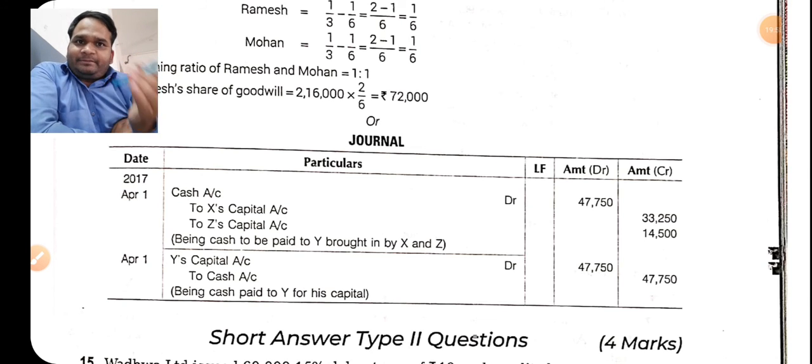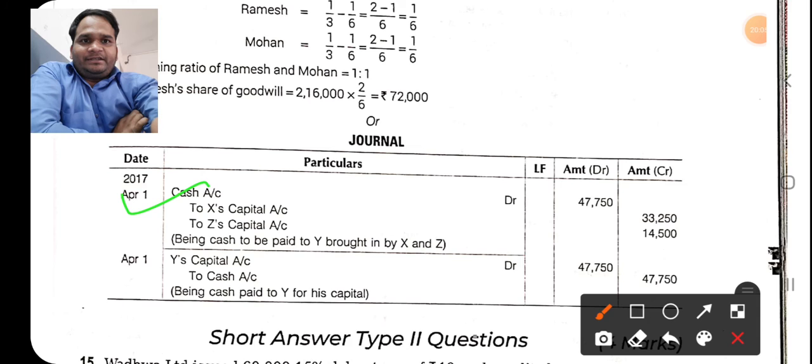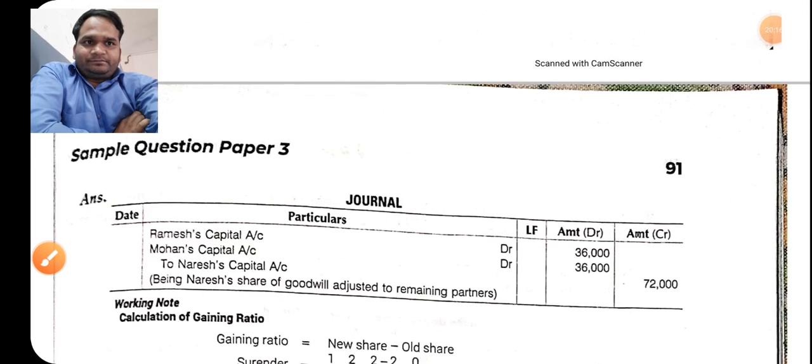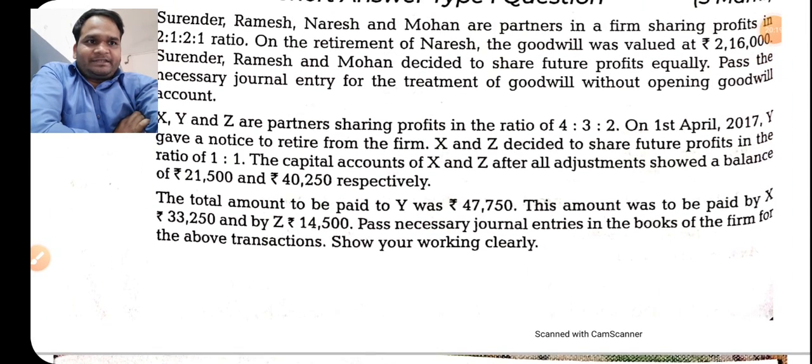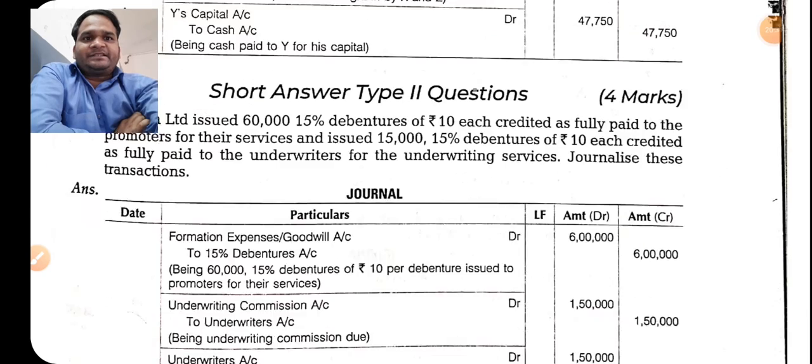After all adjustment, their capital stood at this much. So for this, we will make an entry: cash account debit, to X Capital, to Z Capital, they are the remaining partners in the business. Then Y Capital to cash, because as you can see over here, after all adjustment, the balance stood at 21,540,250. So that is the way we will present this answer.